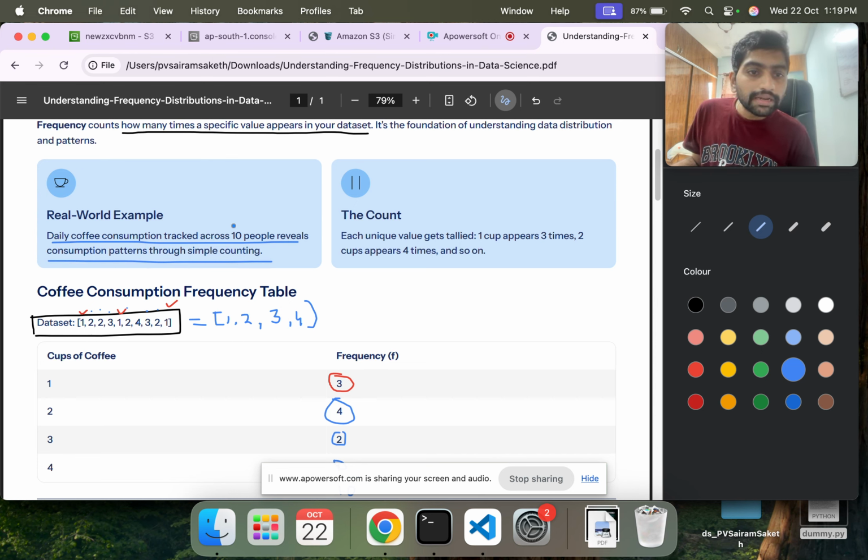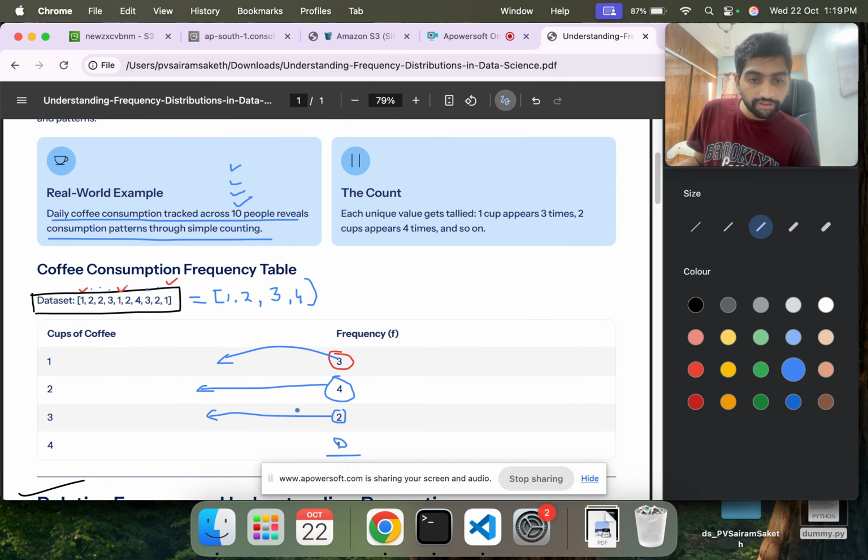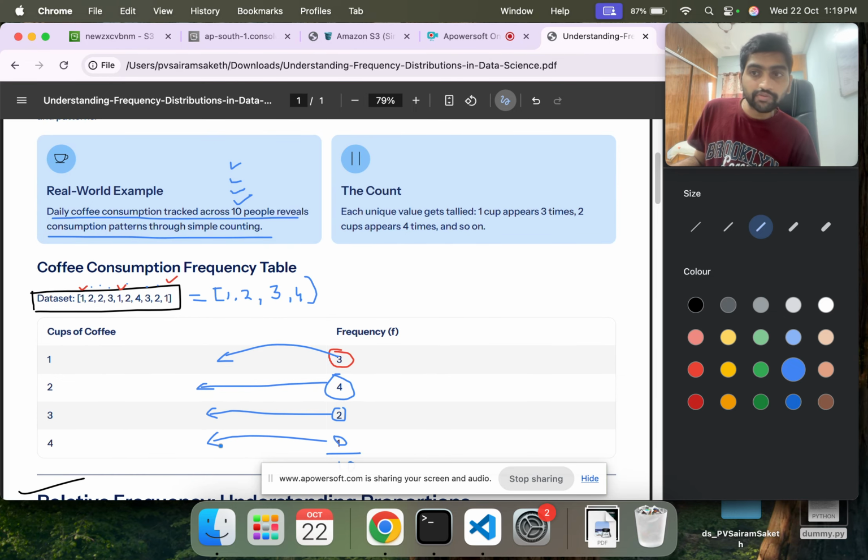How many people are drinking 1 cup of coffee? How many people are drinking 2 cups of coffee? How many people are drinking 3 cups of coffee? How many people are drinking 4 cups of coffee? This represents how many people are drinking 1 cup of coffee, this represents how many people are drinking 2 cups, this represents 3 cups, and this represents how many people drink 4 cups of coffee.